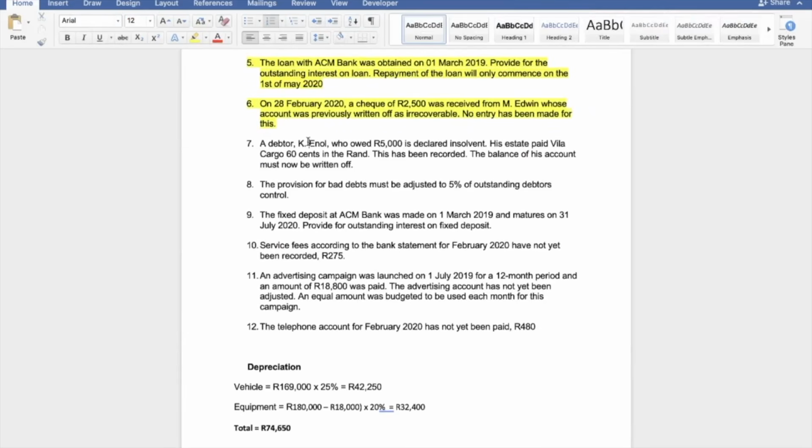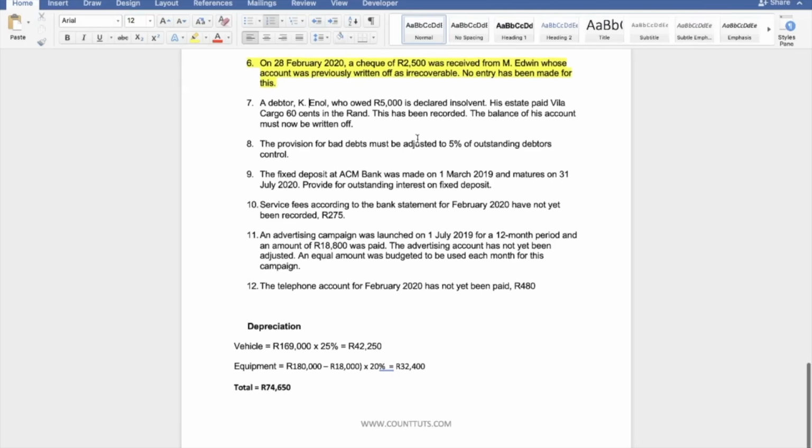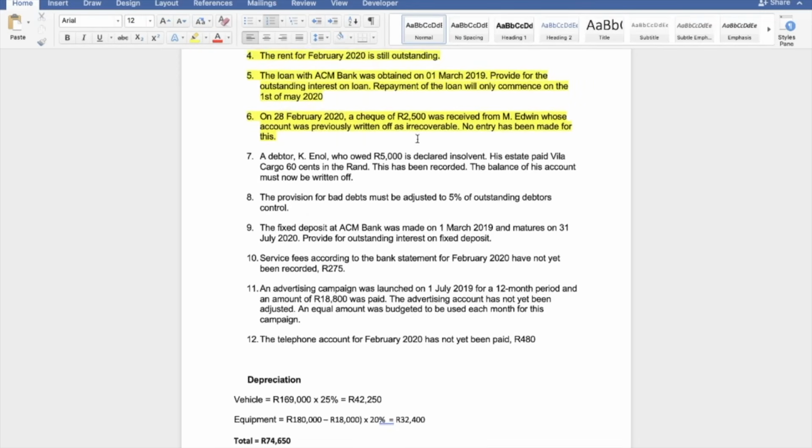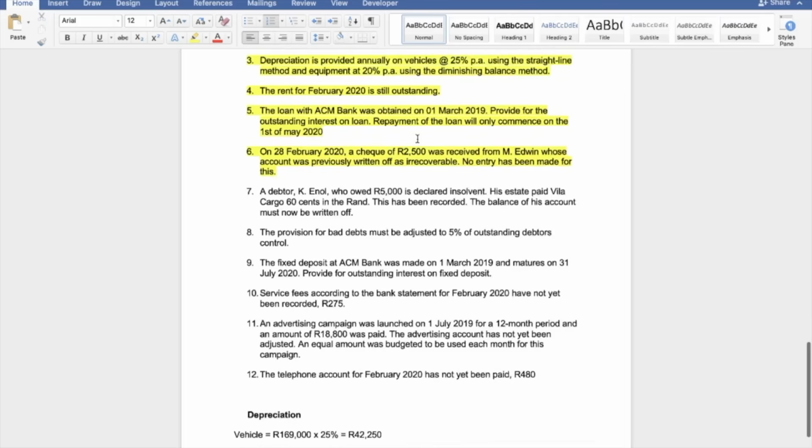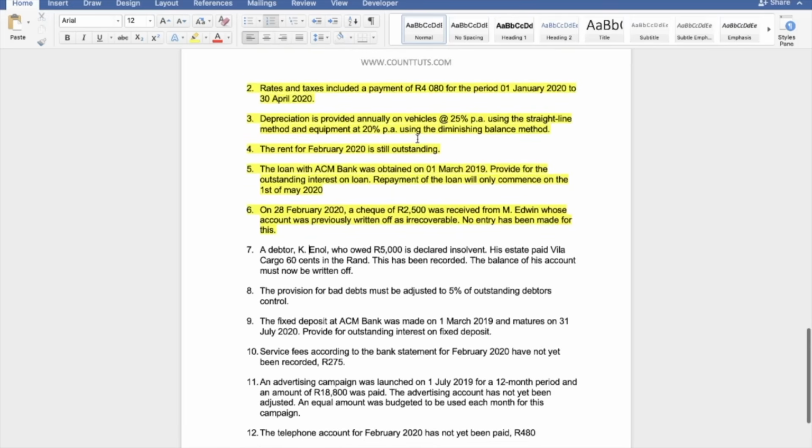Alright, number 7, a debtor K. Inol who owed 5,000 rand is declared insolvent. His estate paid 60 cents in the rand. This has been recorded. The balance of his account must now be written off. Now this is bad debts. We have to write them off as a bad debt, and remember, bad debts is an expense, so we need to record that as such.